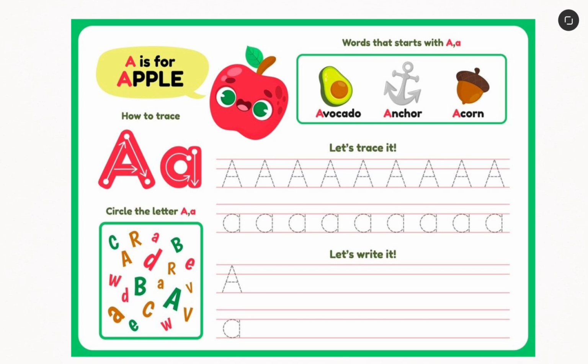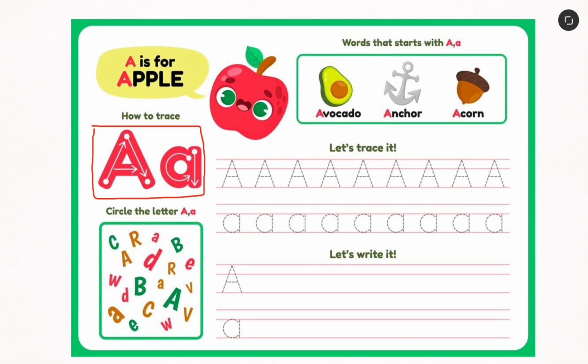In today's video, we want to learn how to trace the alphabet A. Now we know that A stands for apple, avocado, anchor or acorn. Now we want to learn how to write or trace the letter capital A and small a. So we can see the big example we have over here.